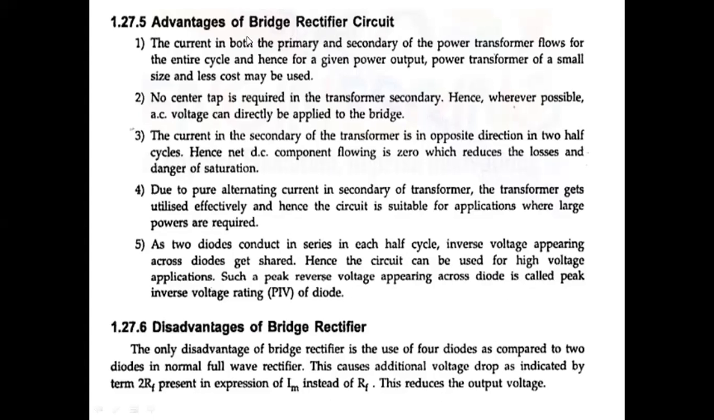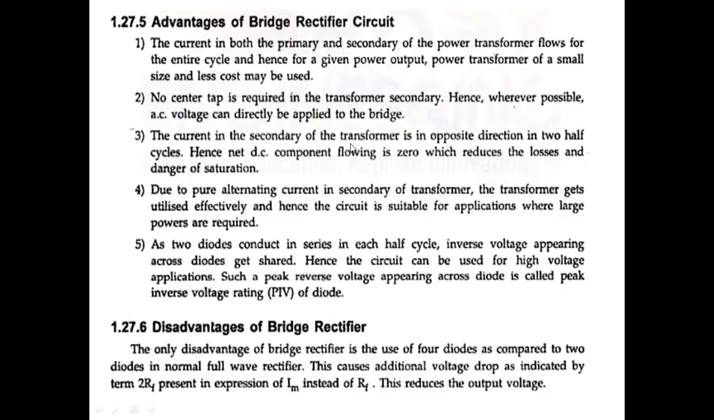The current in both the primary and secondary of the power transformer flows for the entire cycle, and hence for a given power output, a power transformer of small size or less cost may be used. So no center tap is required. This is the bridge rectifier advantage: no center tap is required in the transformer secondary. Hence, whenever possible, AC voltage can directly be applied to the bridge. Whereas in the previous circuit, we have to use a center tap transformer, which requires some tappings. In this bridge rectifier, there is no need of tappings.